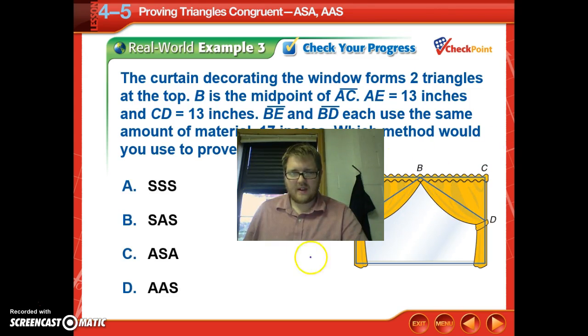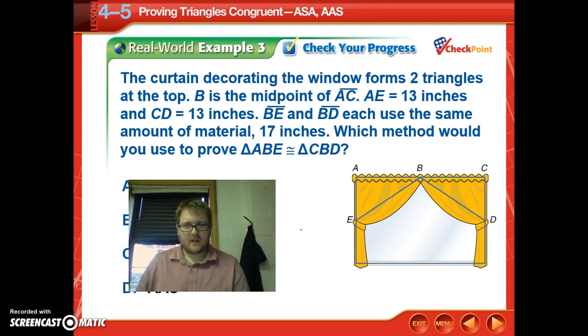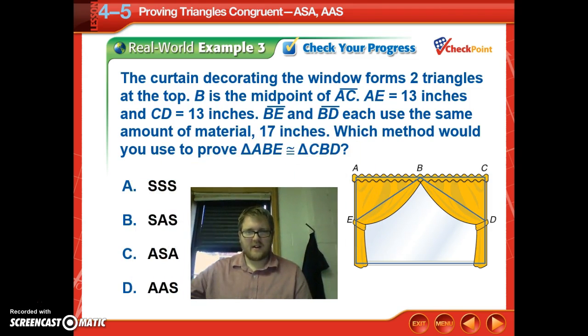So now go ahead and check your progress by trying this problem here. The curtain tin decorating the window forms 2 triangles at the top. B is the midpoint of AC. AE is 13 inches. CD is 13 inches. BE and BD each use the same amount of material, 17 inches. Which method would you use to prove that triangle ABE is congruent to triangle CBD?